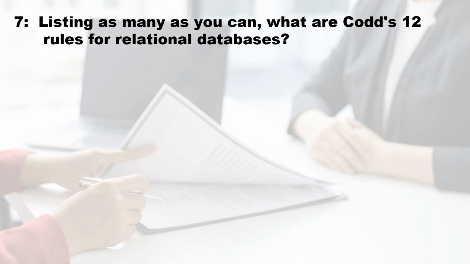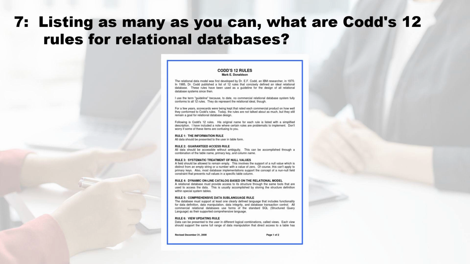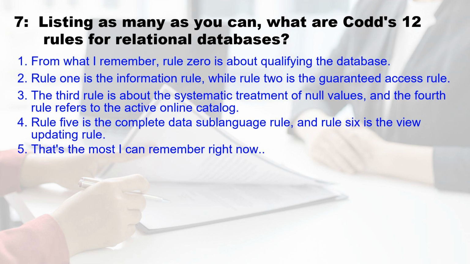Number 7. Listing as many as you can, what are Codd's 12 rules for relational databases? From what I remember, Rule 0 is about qualifying the database. Rule 1 is the information rule, while Rule 2 is the guaranteed access rule. The third rule is about the systematic treatment of null values. And the fourth rule refers to the active online catalog. Rule 5 is the complete data sublanguage rule. And Rule 6 is the view updating rule. That's the most I can remember right now.